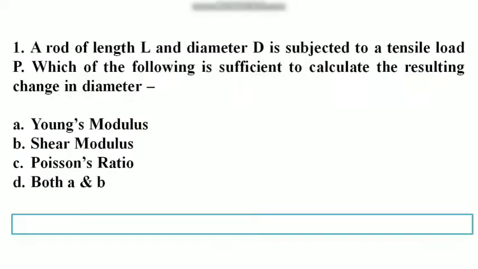A rod of length L and diameter D is subjected to a tensile load P. Which of the following is sufficient to calculate the resulting change in diameter? A. Young's modulus, B. Shear modulus, C. Poisson's ratio, and D. Both A and B.